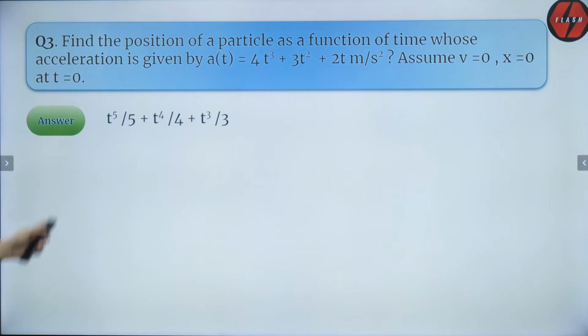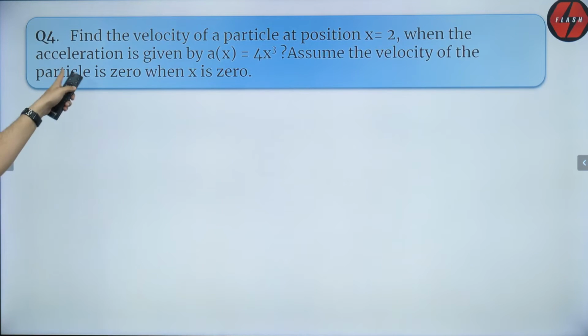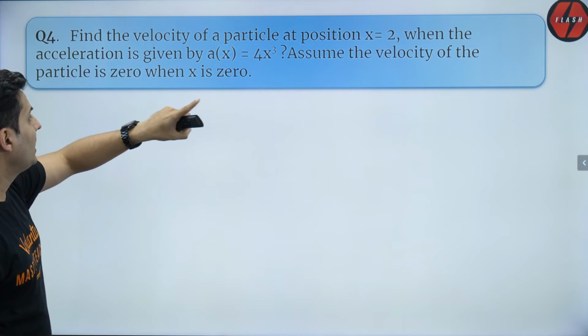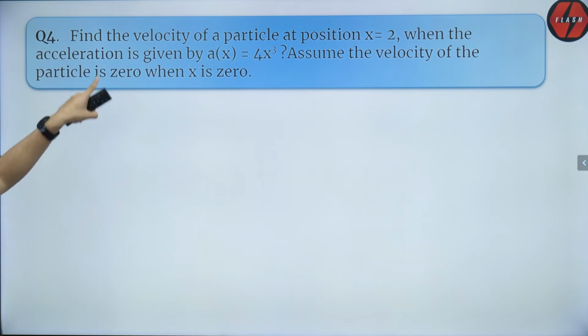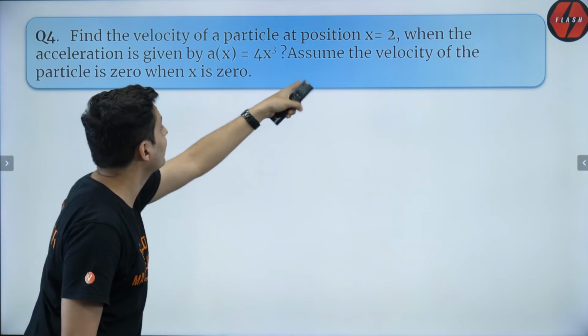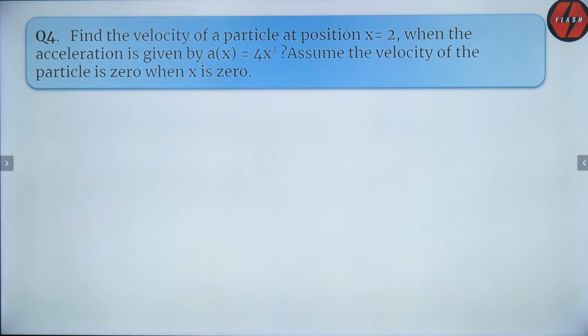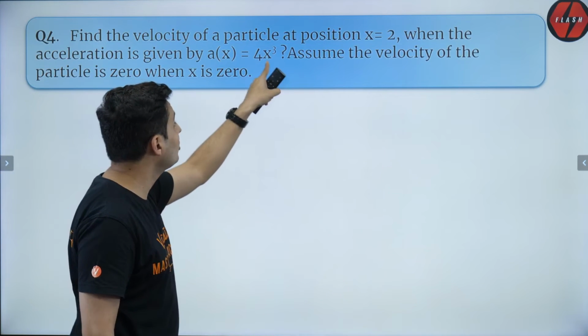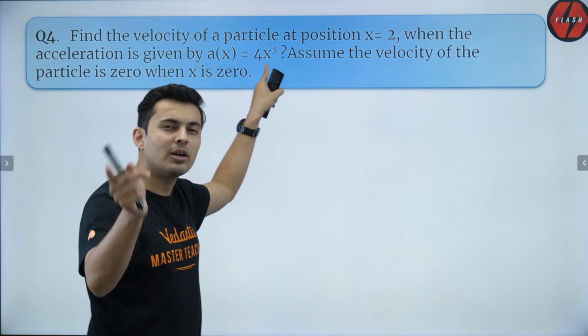So that was the answer: t raised to 5 by 5 plus t raised to 4 by 4 plus t cube by 3. Next question. What is the velocity when the position is 2 meters? If acceleration is a function of x, assume the velocity of the particle is 0 when x is 0. Now this is a very special problem, because here acceleration is not a function of time but a function of x.